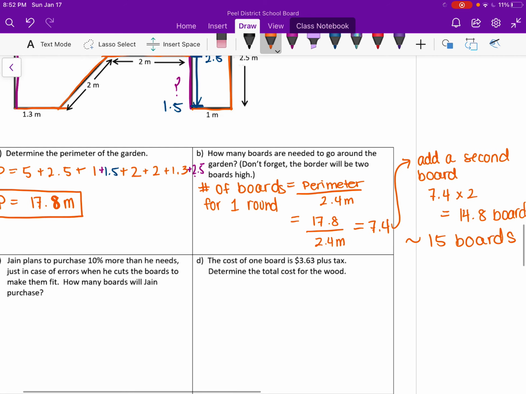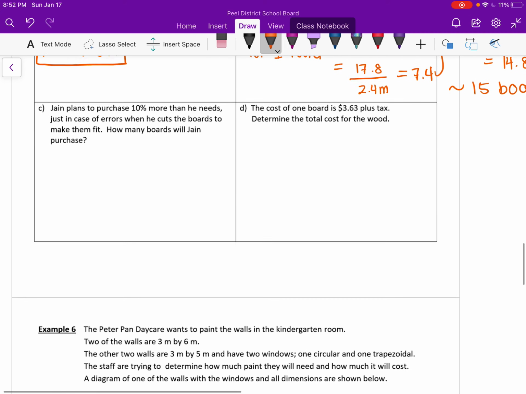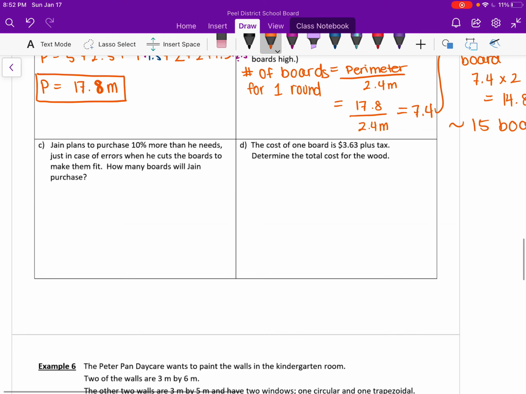Cool? So what Jane says is, you know what, just to be safe, I know I'm going to mess this up somehow, let's purchase 10% more than what I need. Just in case when I'm cutting it, I make a mistake. So we know it's 15 boards that he needs, right? He wants 10% more than that. So let's find out what 10% of 15 is. So 15 boards times 10% is just going to be 0.10. 15 times 0.10 equals 1.5, right?